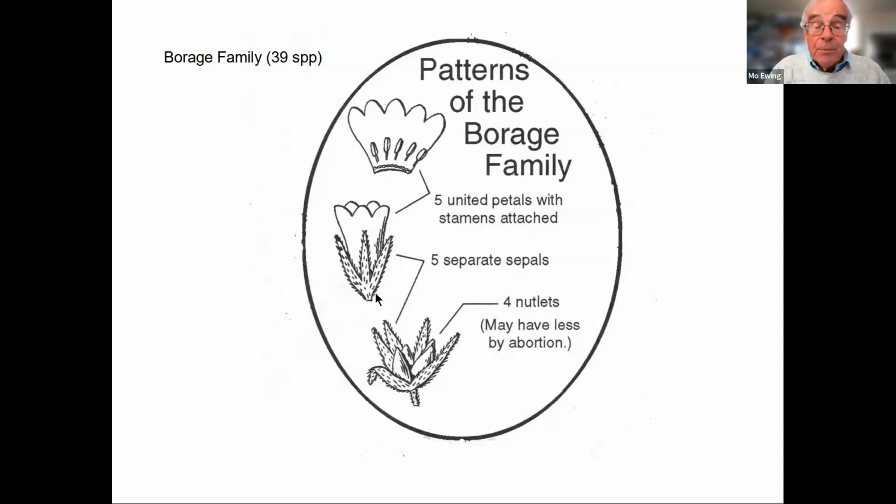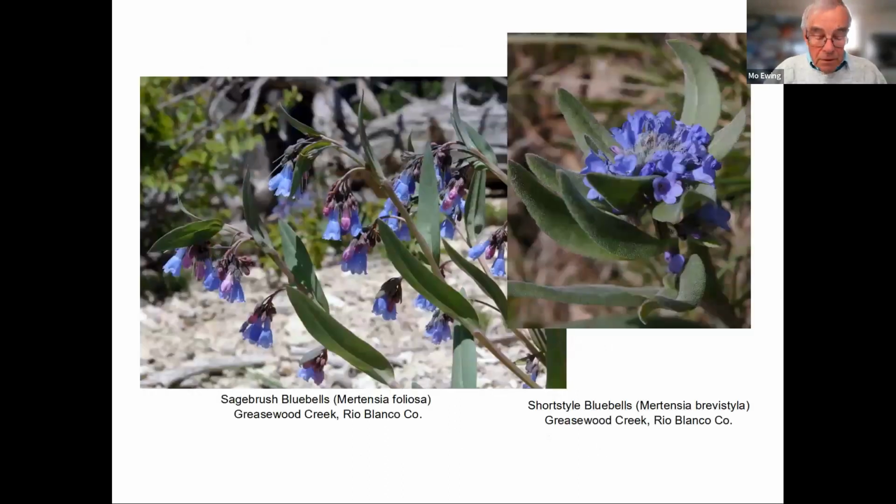5 separate sepals. So you have separate sepals, and you have united petals. And then the fruit ends up being little nutlets. We'll show you some nutlets in a minute. So let's take a look at some borages.